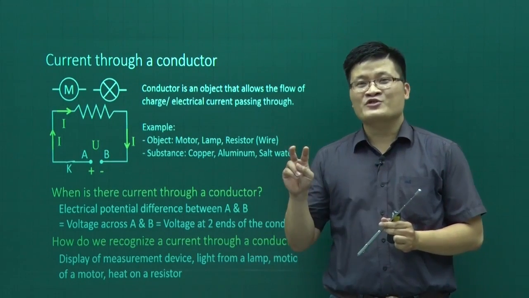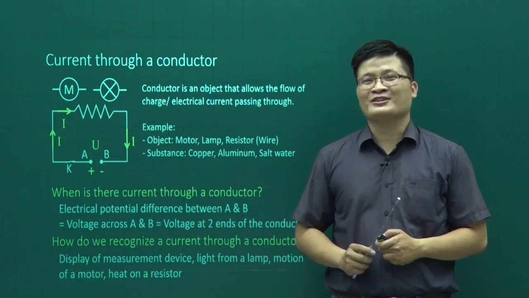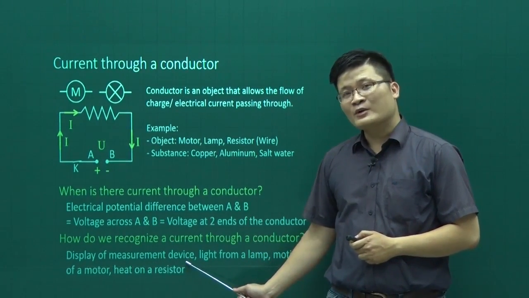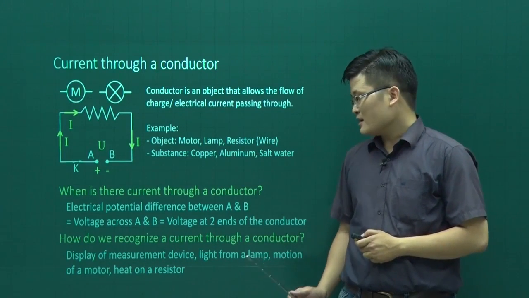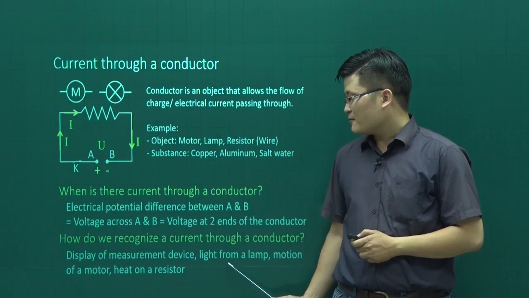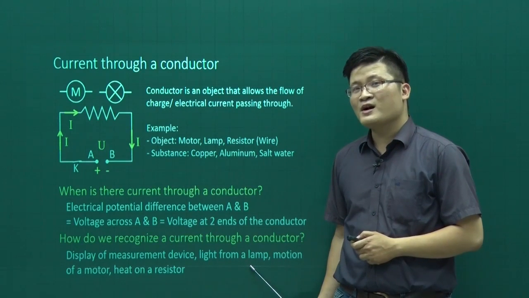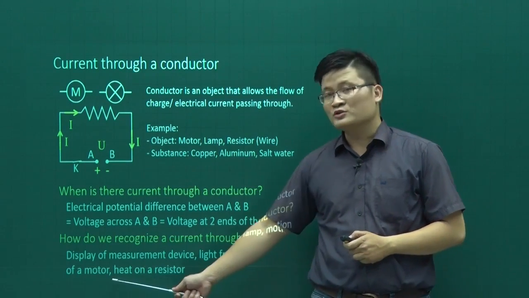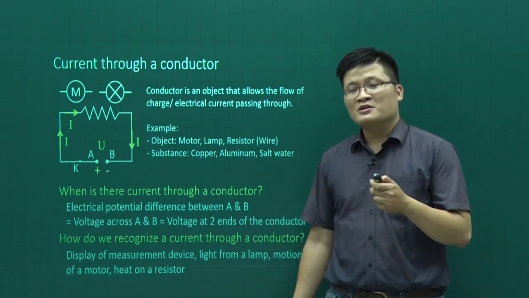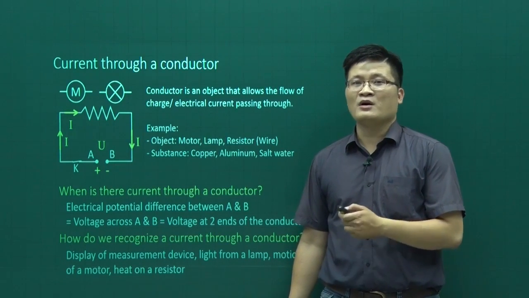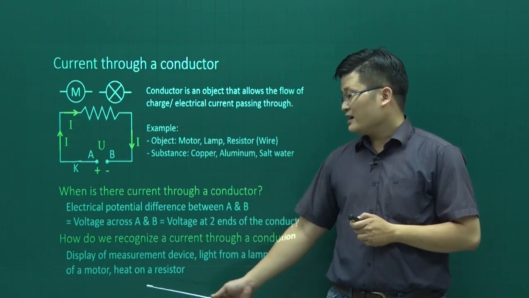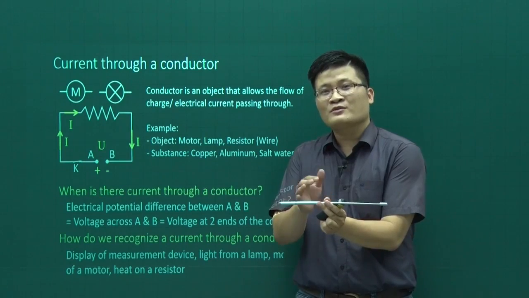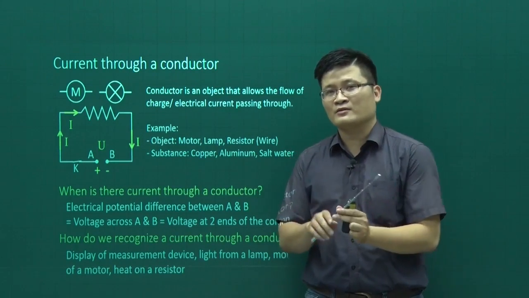But you know that electric current is invisible. How can we observe the current through a conductor? Well, there are a few ways. If we use a measurement device, we can look at its display. If we see the light from a lamp, we can say there is a current through the lamp. If we see the motor moving, we can say the current through the motor is operating it. And if we feel heat on the surface of a resistor, there must be a current through it.